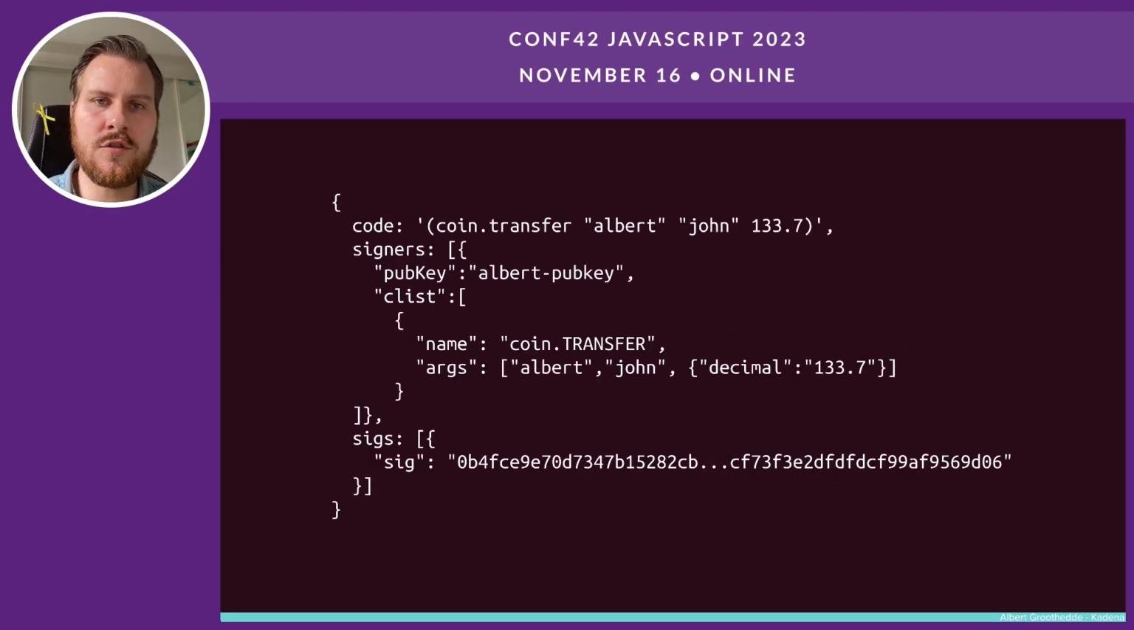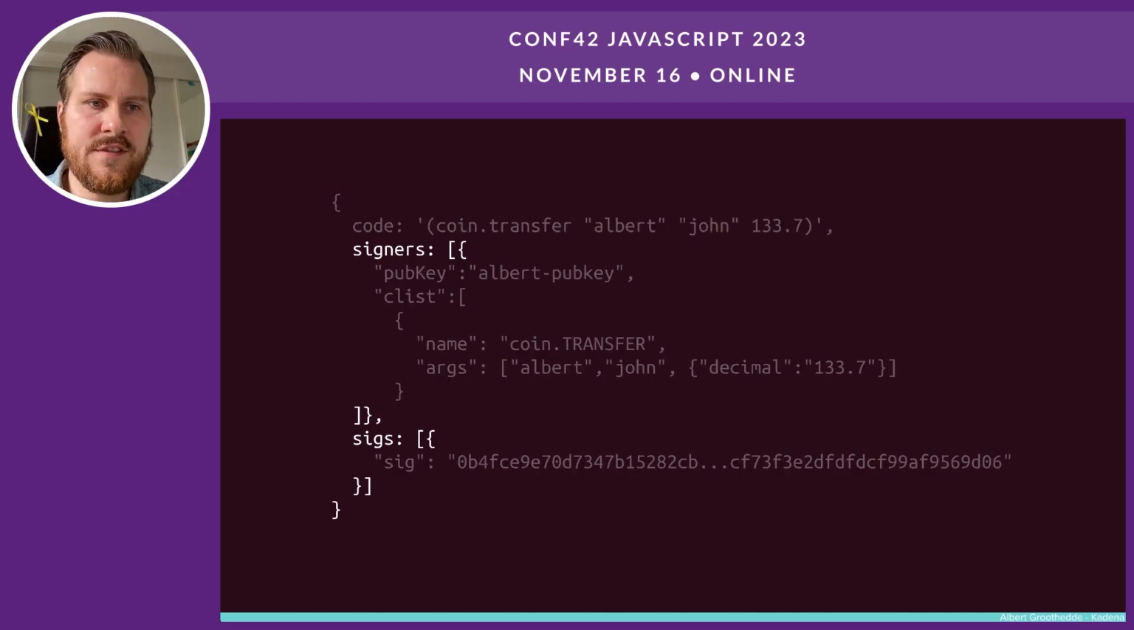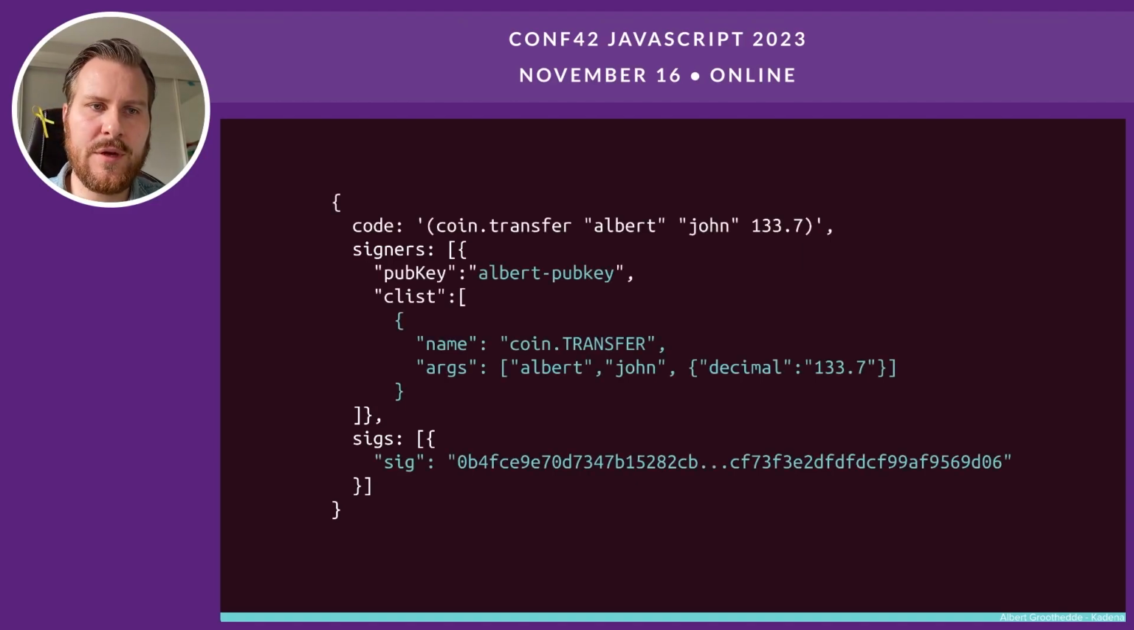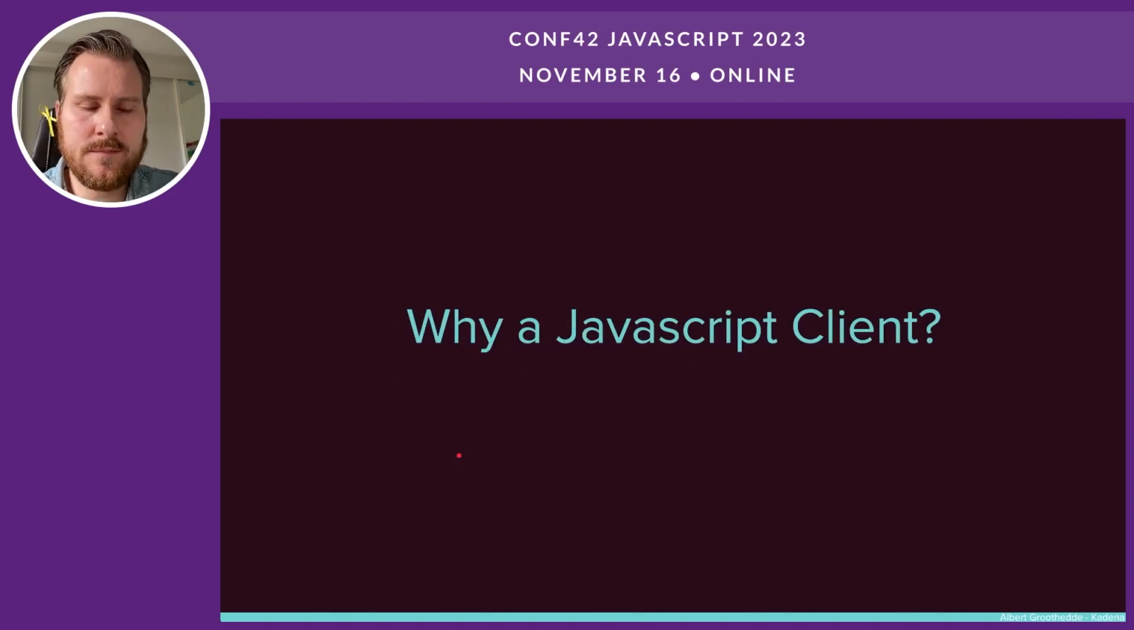Now, if you take a closer look at the transaction, there needs to be a signature as well. We sign for the transaction by seeing which public key matches to which signature. So whenever we sign something, we will make sure that Albert pub key will be the owner of whatever is being signed here. So why do we need a JavaScript client?